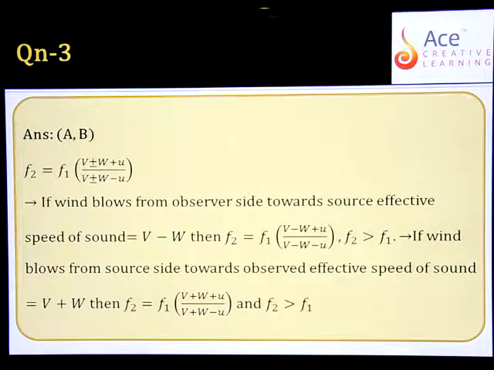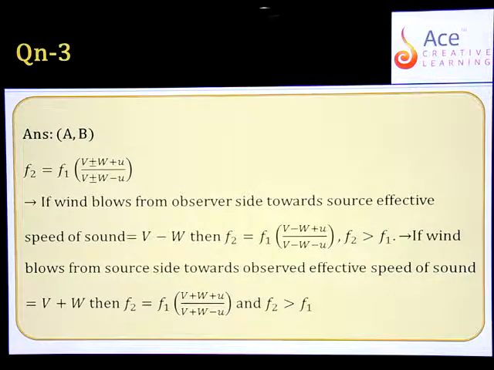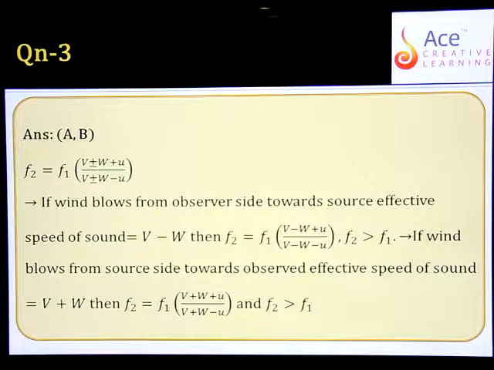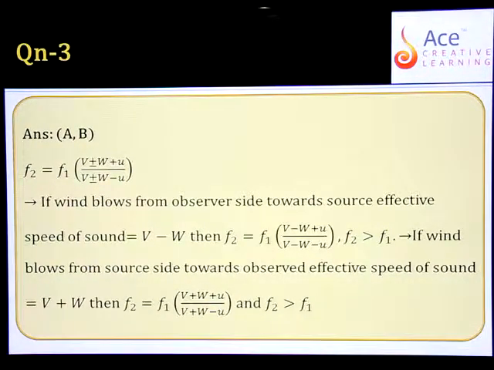Speed of sound is V minus W, but nonetheless, the denominator is less than the numerator, so F2 is definitely greater than F1. If wind blows from the source towards the observer, the effective speed of sound is V plus W. So again, the numerator is greater than the denominator, F2 is greater than F1. It's definitely an easy question.